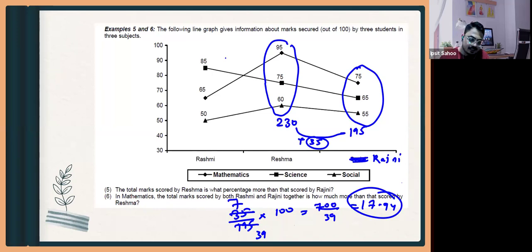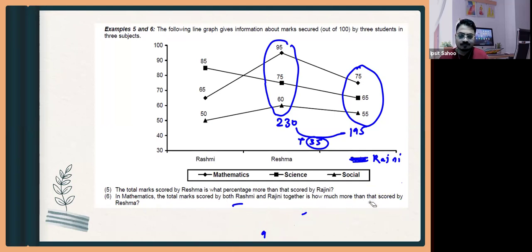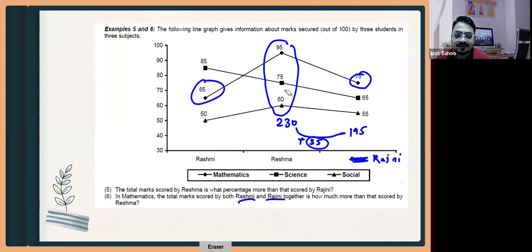So what you have in the second question of this? So I am erasing this one. So what is being asked in mathematics? The total marks scored by Rasmi and Rajni together. So which one is mathematics? The diamond one. So this is 65, Rasmi, and Rajni is 75 in mathematics. So if you see 65 and 75, if you add, that is 140.